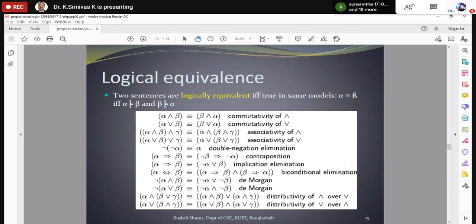If alpha is equal to 0, the inner negation, that is negation of 0, is equal to 1. The outer negation of 1 is equal to 0. So that means we get the original value of alpha. Next is contraposition. Alpha implies beta is equivalent to negation of beta implies negation of alpha. It's contraposition. You can just check it.